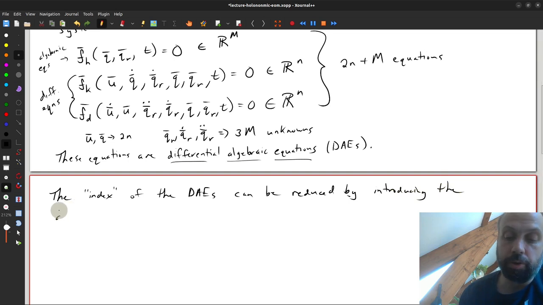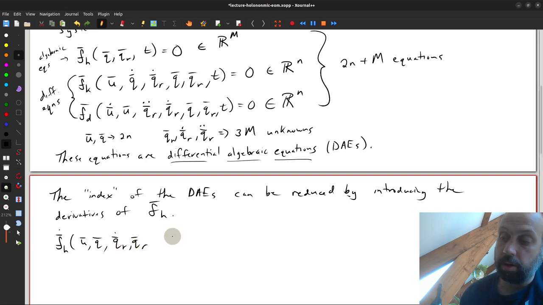We're going to introduce the derivatives of the algebraic equation. So we would have something like f dot of h, and we could write it as u q, q r dot q, and t. Match our form there. So we have the q dot term.